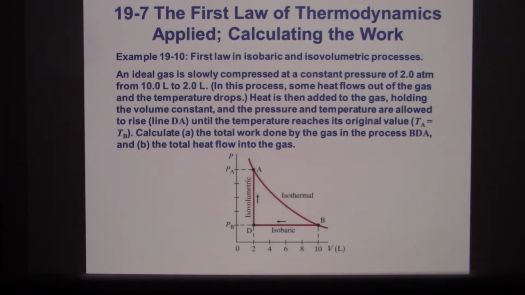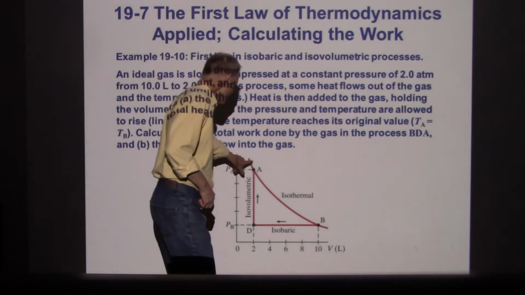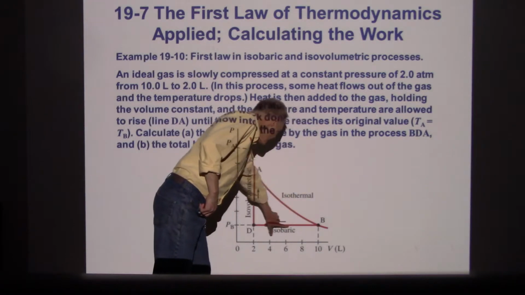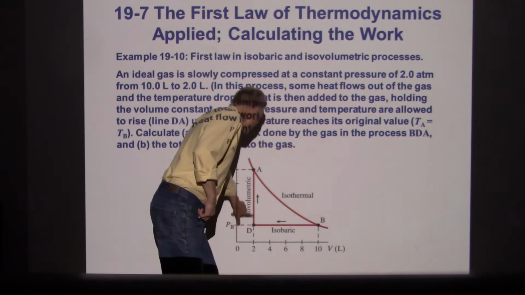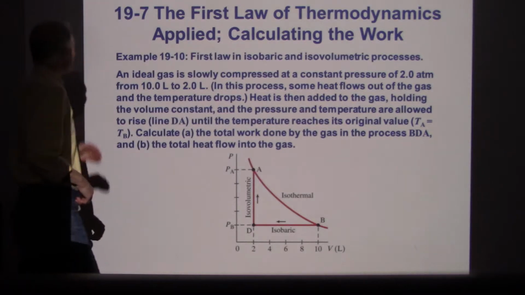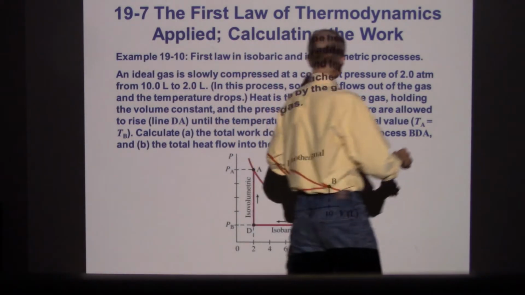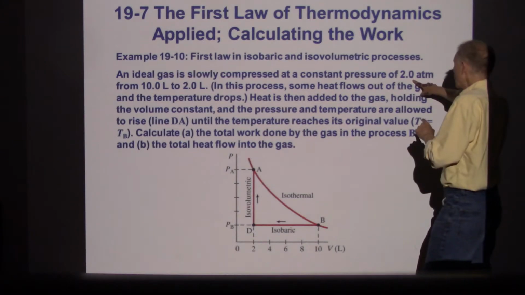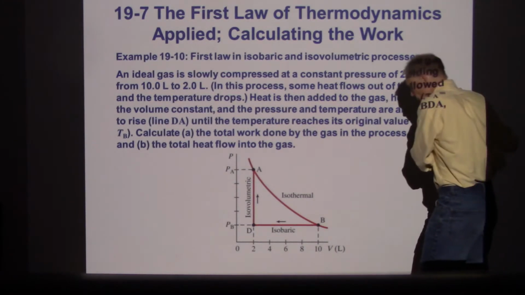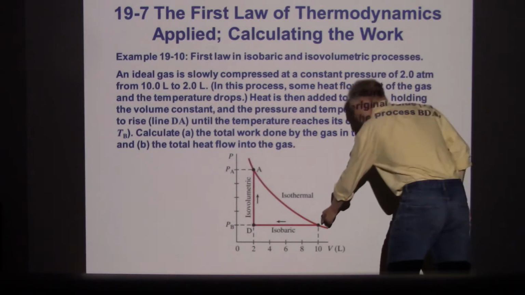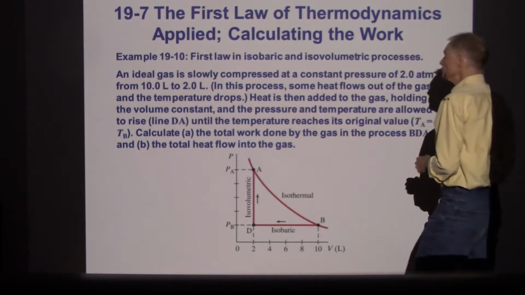All right, here's a problem. It says that we've got this process isothermal from A to B, but then we're going to go back from B to D, and then from D back to A. So they're really starting at point B on this one, which they say is at a constant pressure of 2 atmospheres. So we're going to go from B to D. That's the 2 atmospheres constant, dropping from 10 liters down to 2.